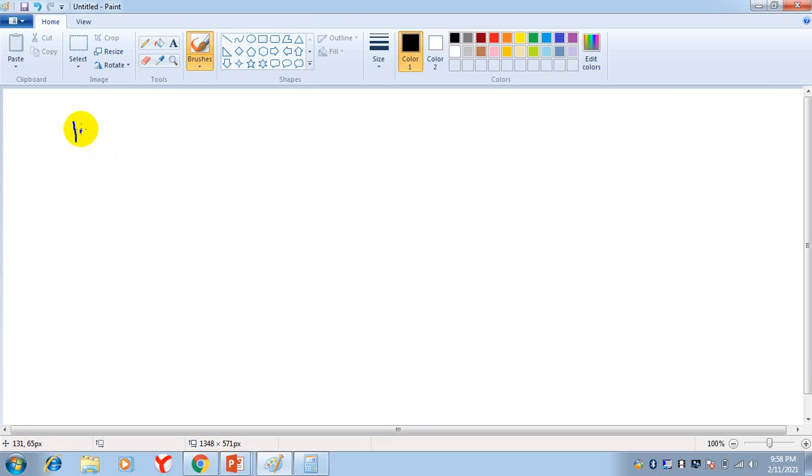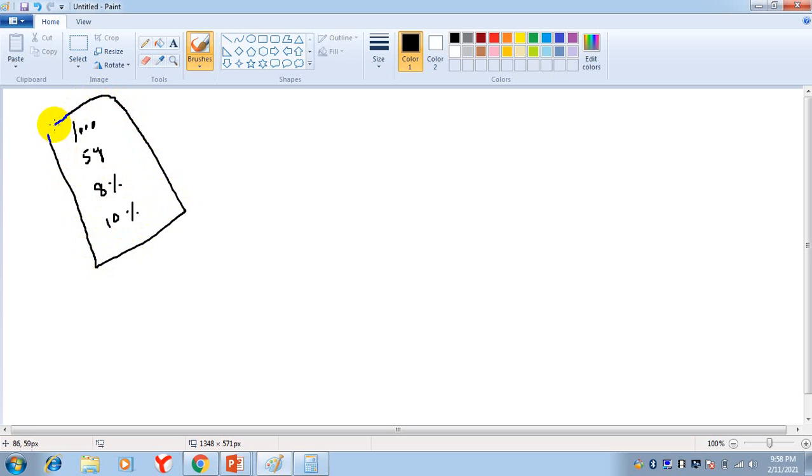Suppose face value is 1000. We are receiving interest for 5 years. Coupon is 8% and discount rate is 10%. Now this is the situation. So write the formula.